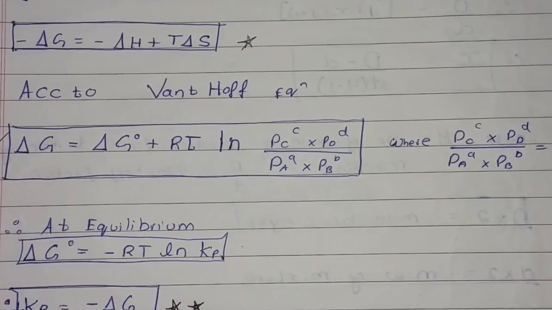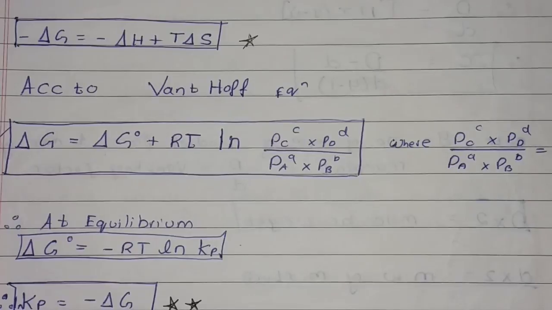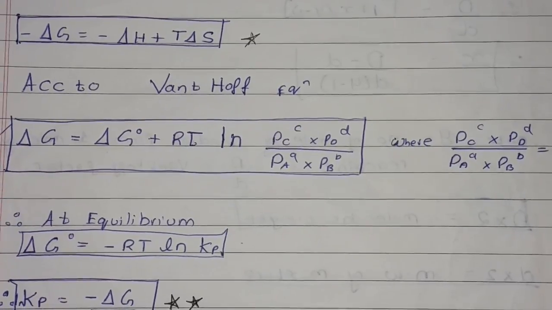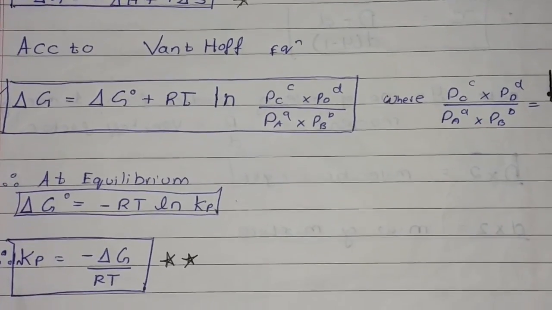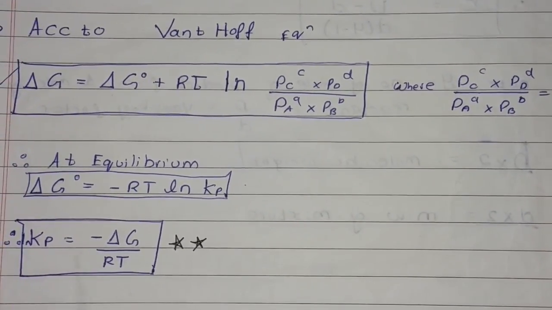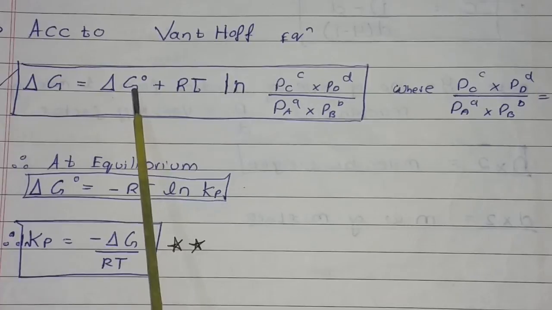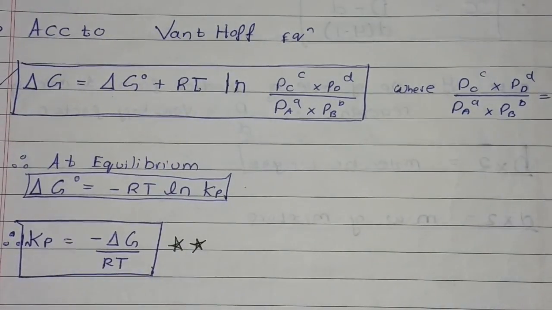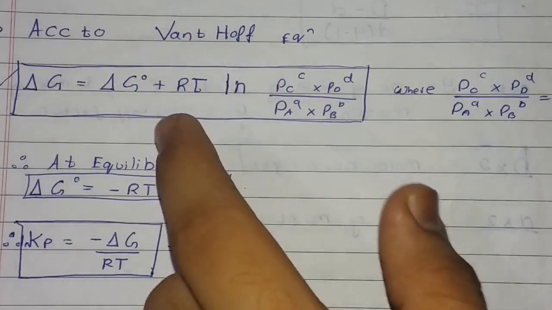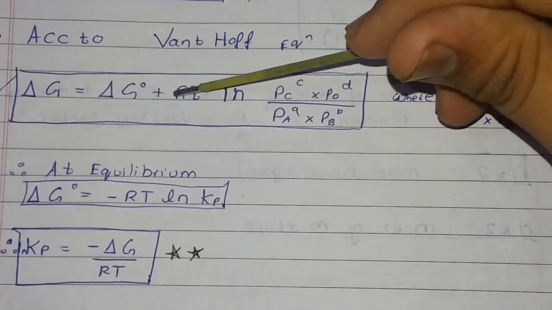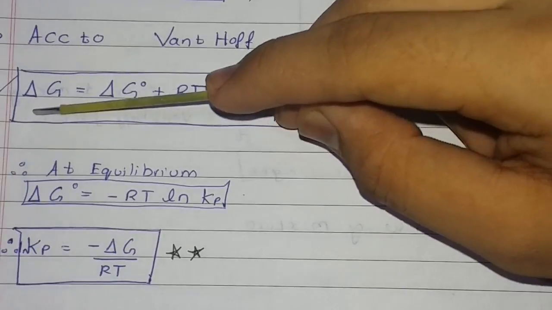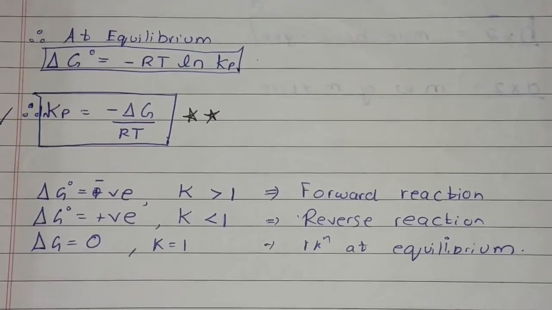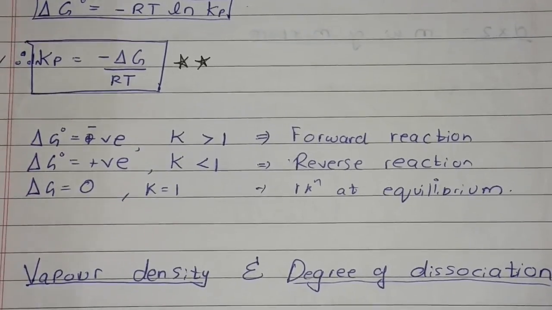Delta G equals delta G degree plus RT ln Kp and nothing else. Now at equilibrium, delta G equals minus RT ln Kp, where delta G degree is here, right here. So at equilibrium, delta G degree equals minus RT ln Kp, meaning minus RT ln Kp plus RT ln Kp, delta G equals 0. Where Kp equals minus delta G upon RT by those substitutions and all that stuff.